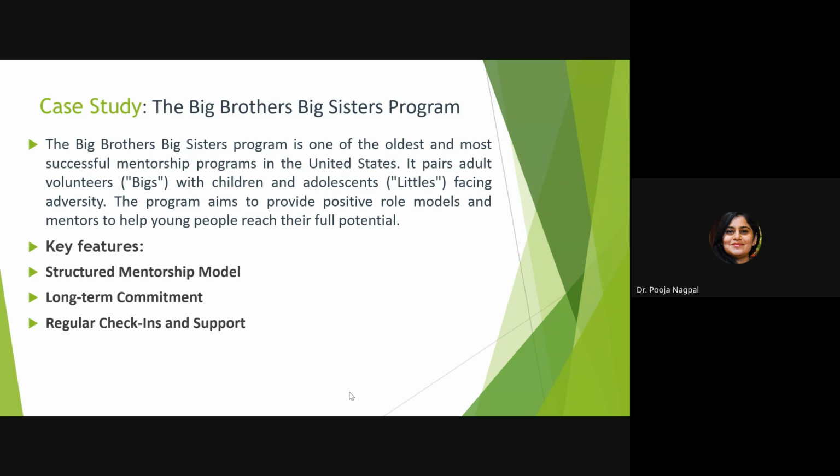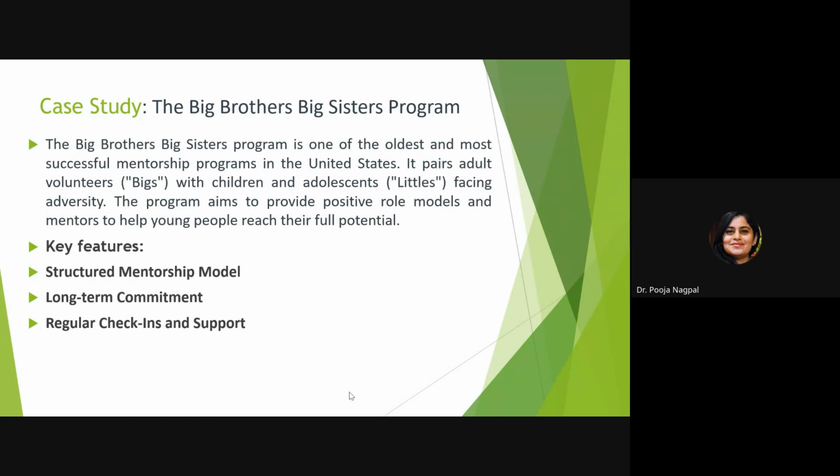So we would like to discuss a case study of the same, the Big Brothers Big Sisters program. That is the case study of the United States. The Big Brothers Big Sisters program is one of the oldest and most successful mentorship programs in the United States. It pairs adult volunteers, that is Bigs, with children and adolescents, Littles, facing adversity. The program aims to provide positive role models and mentors to help young people reach their full potential. That means big brothers and big sisters are there for their little ones to guide them.